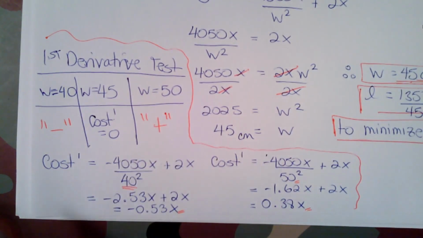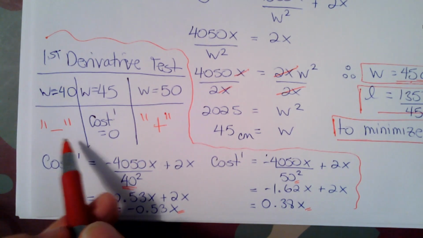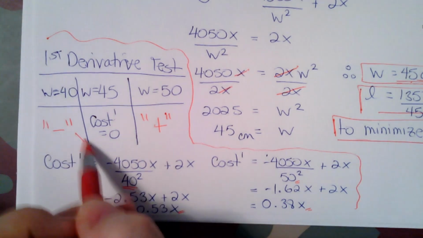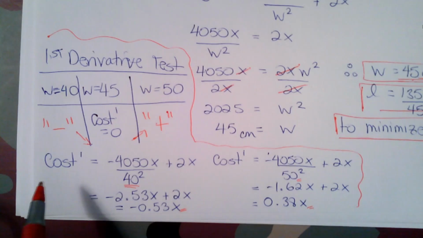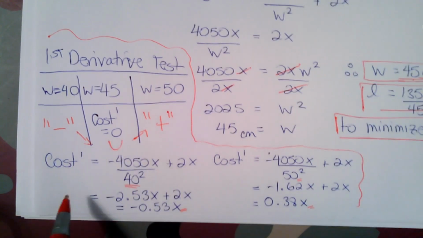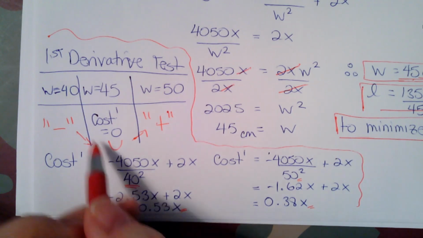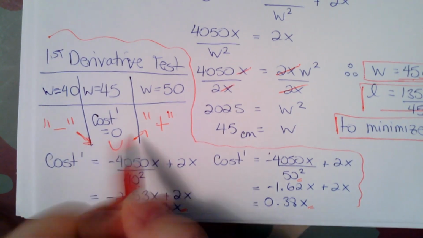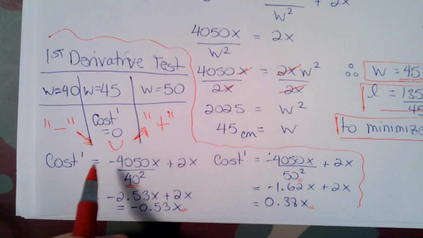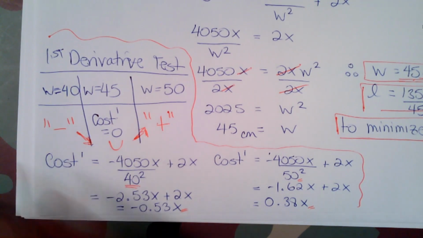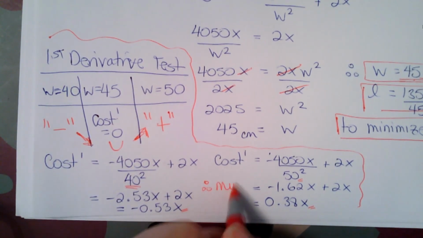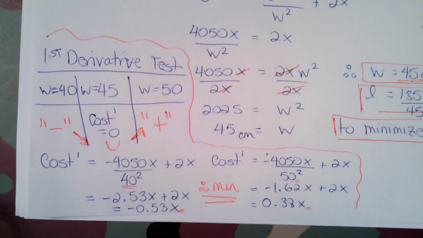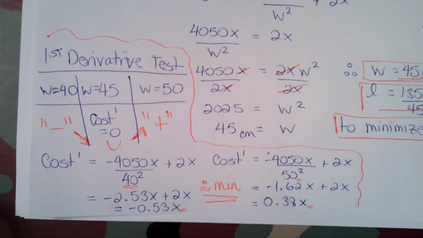What type of answer goes from having a negative slope to a positive one? A minimum. Okay? That's the one that goes down and then up. So you have a minimum. All right. Well, you did it. Good job.